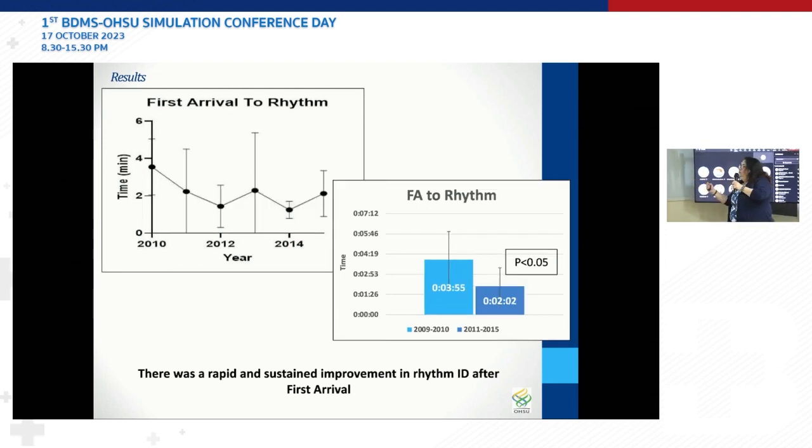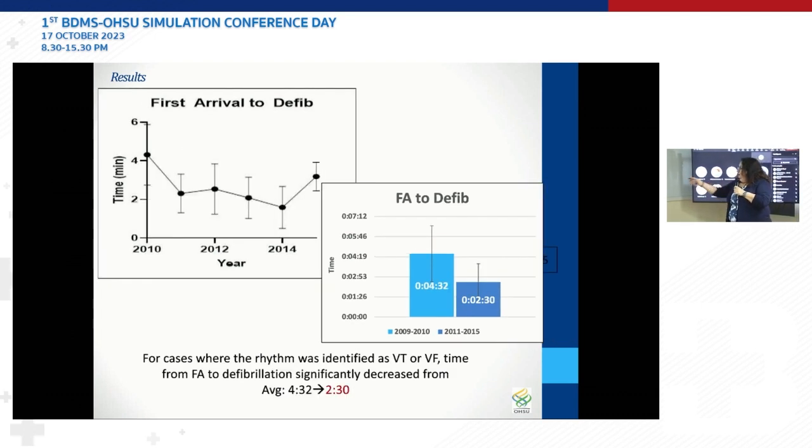And then first arrival to the rhythm analysis. So the monitor's on, and this one has a lot more splay, but I think you can also see that we went from 3 minutes 55 seconds down to about 2 minutes for the first person to arrive to an actual analysis of the rhythm. And then first arrival to defibrillation, we went from 4 minutes and 32 seconds down to 2 minutes and 30 seconds. And again, that's not just from rhythm ID to defib, that's from the first time somebody entered the room to defib.